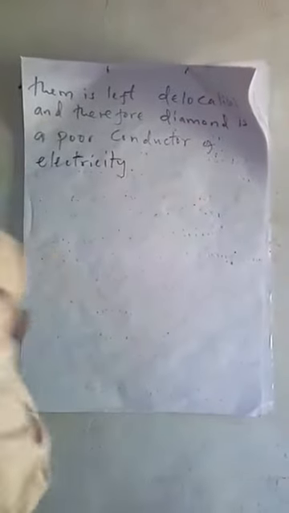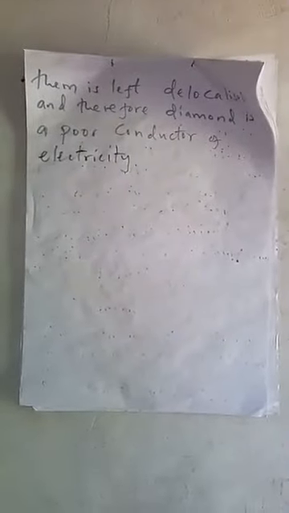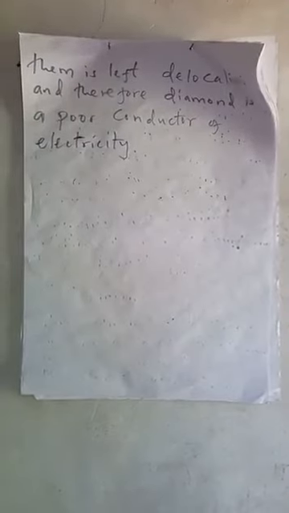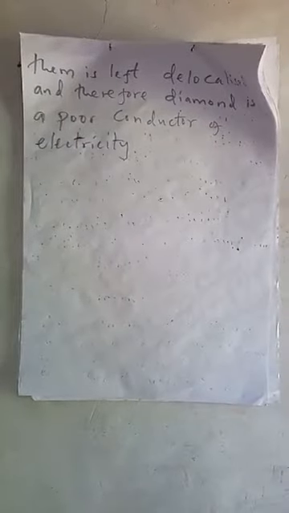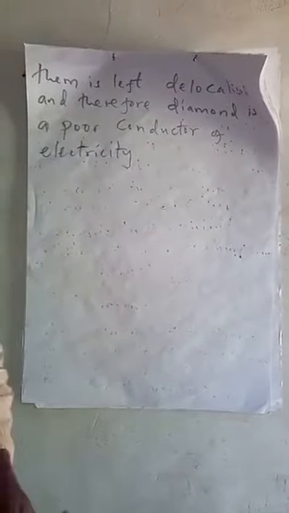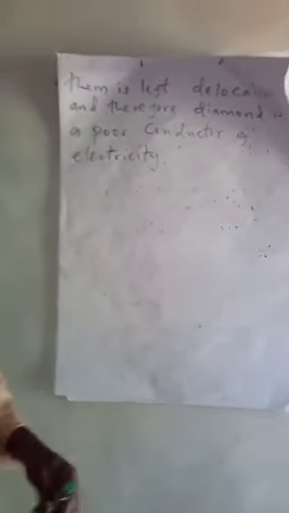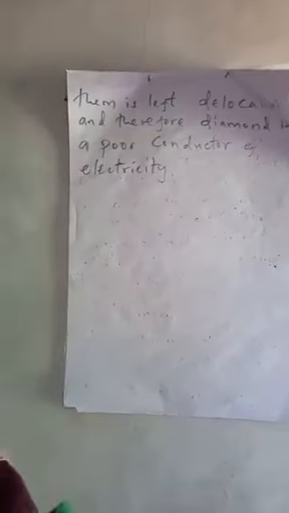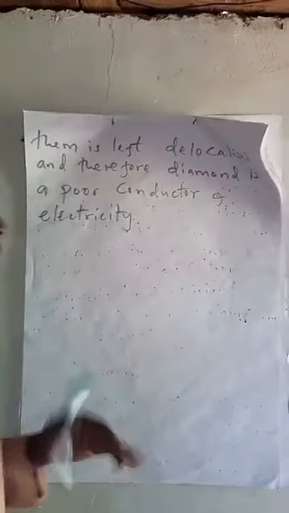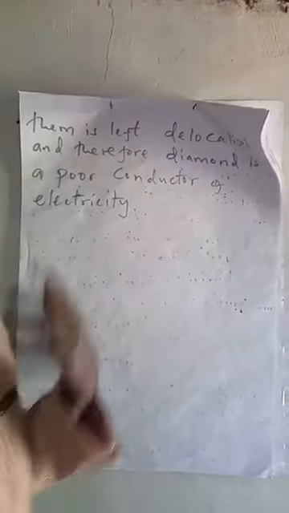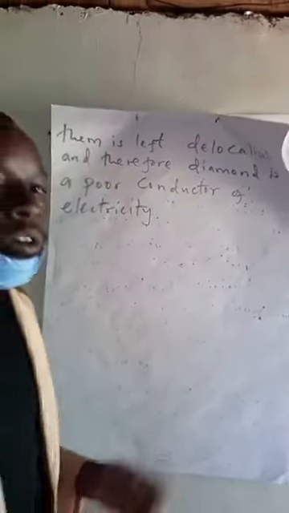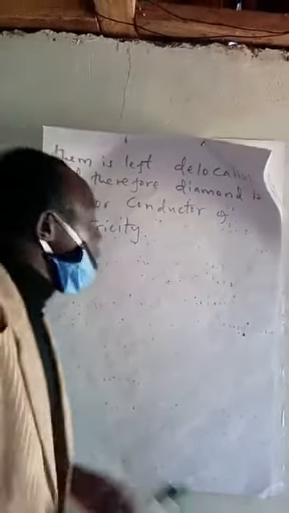So diamond is a poor conductor of electricity because all the 4 electrons in carbon are used. None of them is left delocalized. Already I've talked about conduction of electricity, being a good conductor and a poor conductor. So in my discussion, I will give you the discussion and the characteristic at the same time. So I hope you get through it.